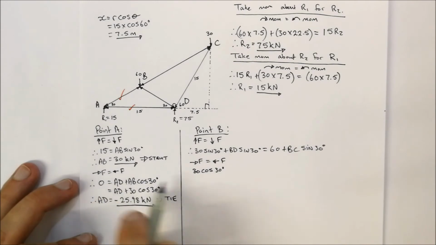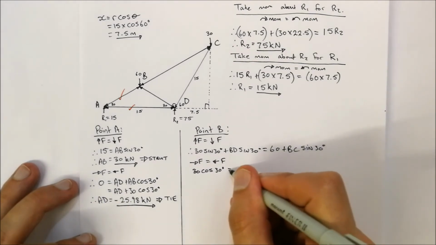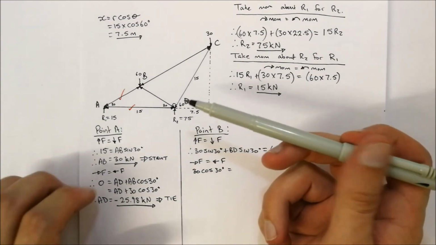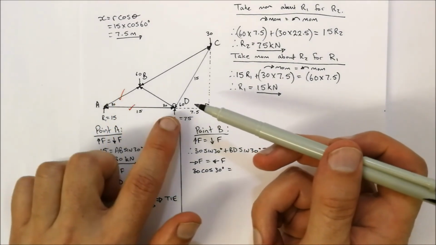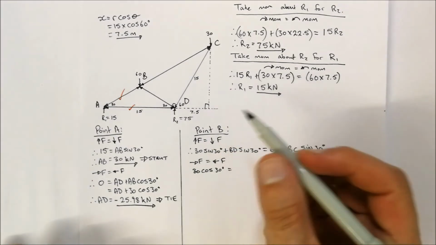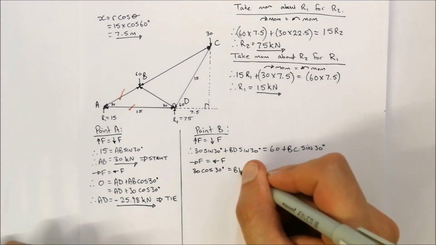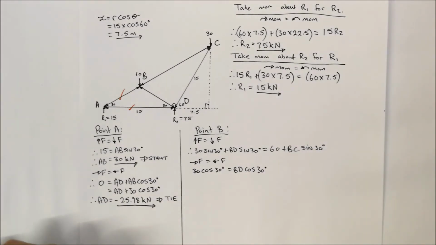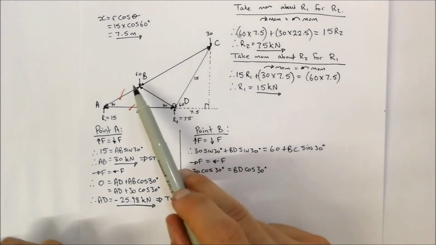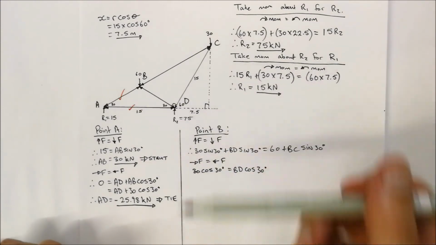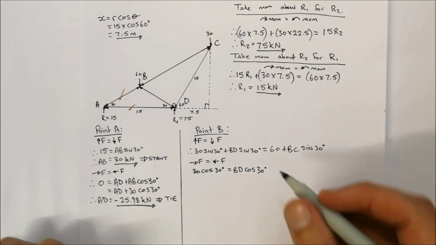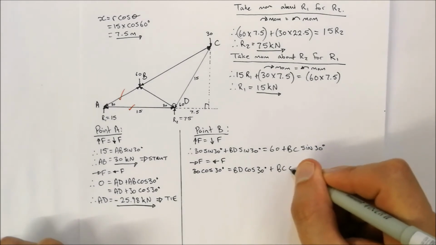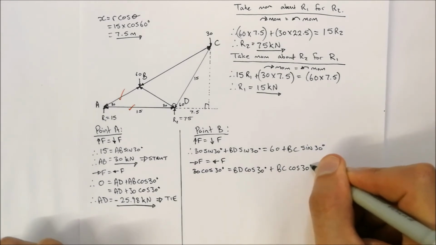Now, there's no other forces acting in the right hand direction, so that is equal to, let's look at all the forces going in the left hand direction. Well, that's going to be BD cos of 30 degrees. And we've also got BC acting towards the left, so plus BC cos of 30 degrees.